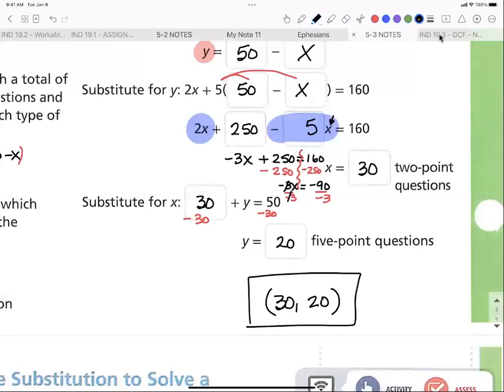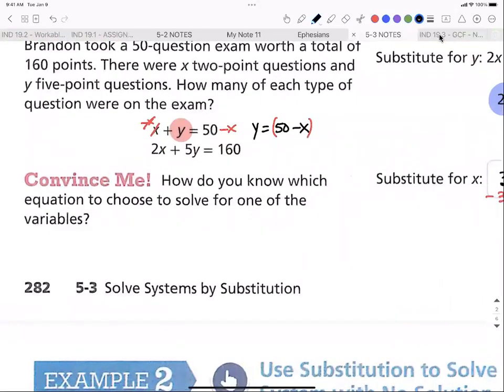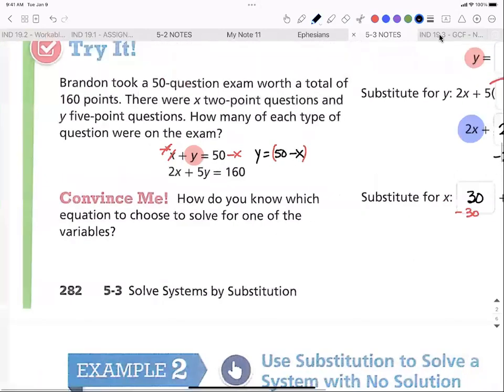We're not going to actually fill this in, but under "Convince me," it says, how do you know which equation to choose to solve for one variable? So how do you know which equation you're going to use for step 1? What's the one thing you're really looking for? Yeah, whichever variable is going to be the easiest one to get by itself, which is always going to be the one that is already by itself. So when in doubt, always pick the one that already has a positive 1 with it, if you can. That's going to be the easiest route.